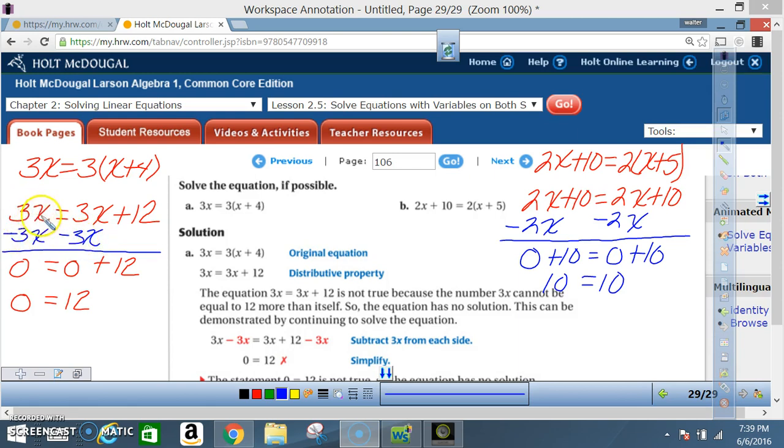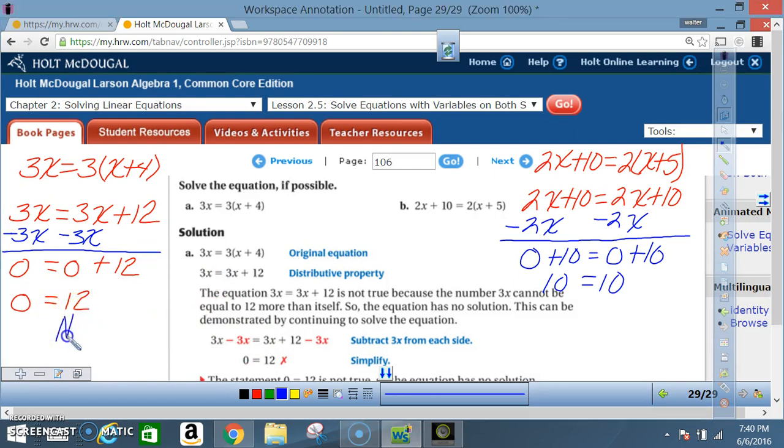Notice what happens. 3x minus 3x is 0. And I bring my 12 down. So now I have 0 is equal to 0 plus 12. Well, what's 0 plus 12? That's 12. 0 is equal to 12. That is not true. That will never, ever be true. And since that is not true, we say that we have no solution. Once again, 0 cannot equal 12. So our answer is going to be no solution.